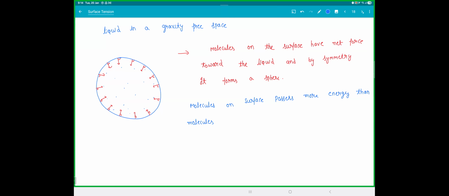So molecules on the surface, right? They have more energy and they're wild. They possess more energy than molecules inside.